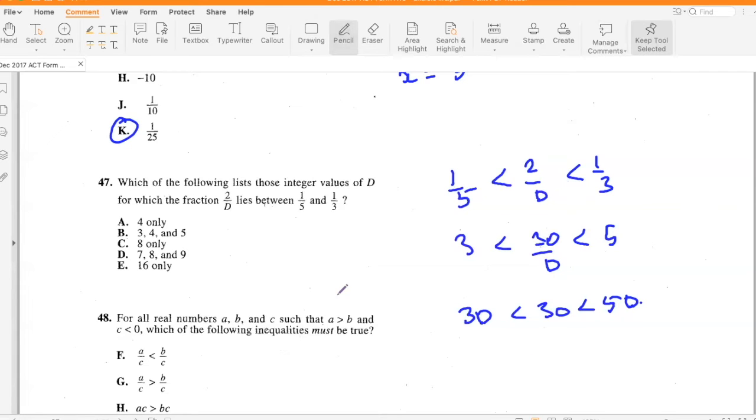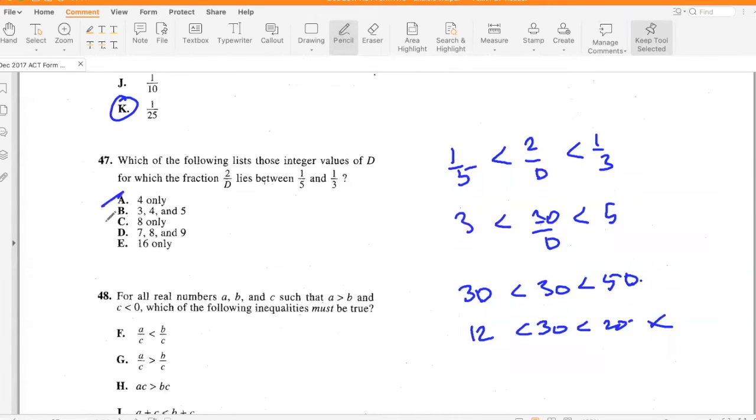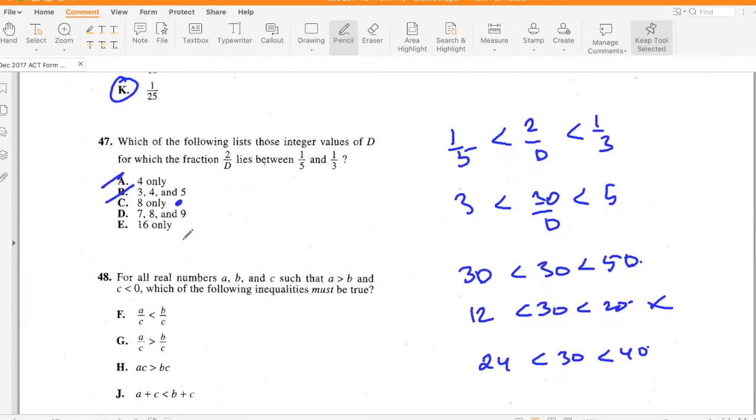Okay, let's work with the options. If d is 4, then 12 is less than 30 is less than 20. No, that's not right. So A and B are out. What about 8? 24 less than 30 less than 40. Yeah, so this works. What about 9? 27 less than 30 less than 45. Yes, that works. And 7, 21 less than 30 less than 35. Yeah, so it will be D. All three work for D.